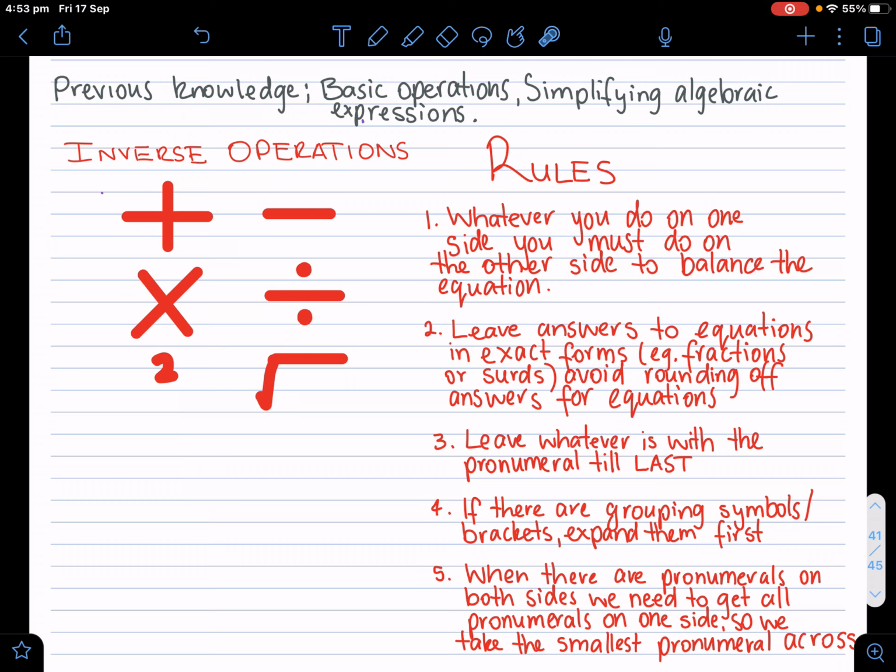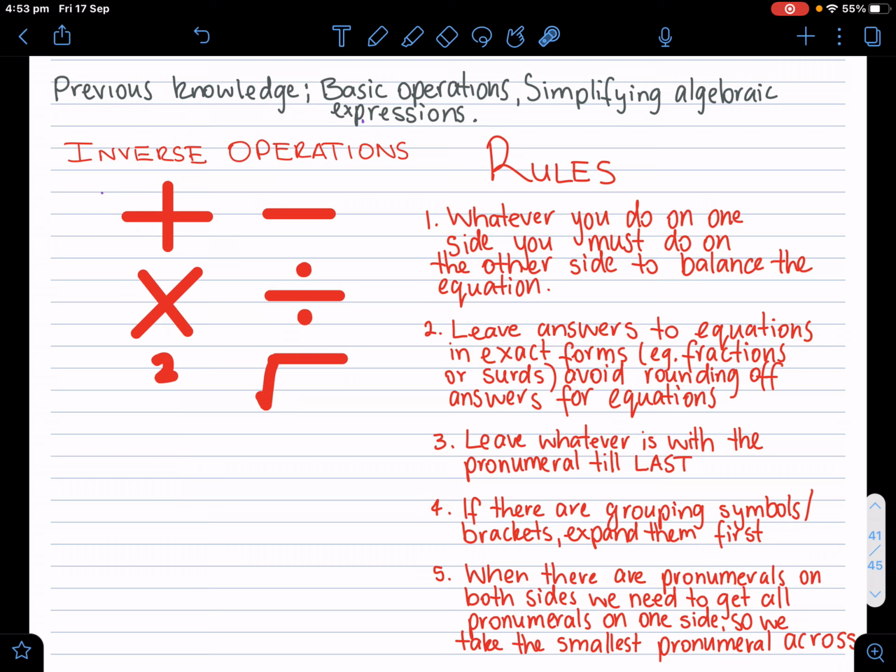Rule number four, if there are grouping symbols or brackets, then expand those brackets first before you move forward. And rule number five, if there are pronumerals on both sides, like if there's x's on both sides of the equals, we move the smallest one across. If you have any issues with rules 1 to 5, please watch the other videos about equations that have been made before. Now let's jump into some examples.